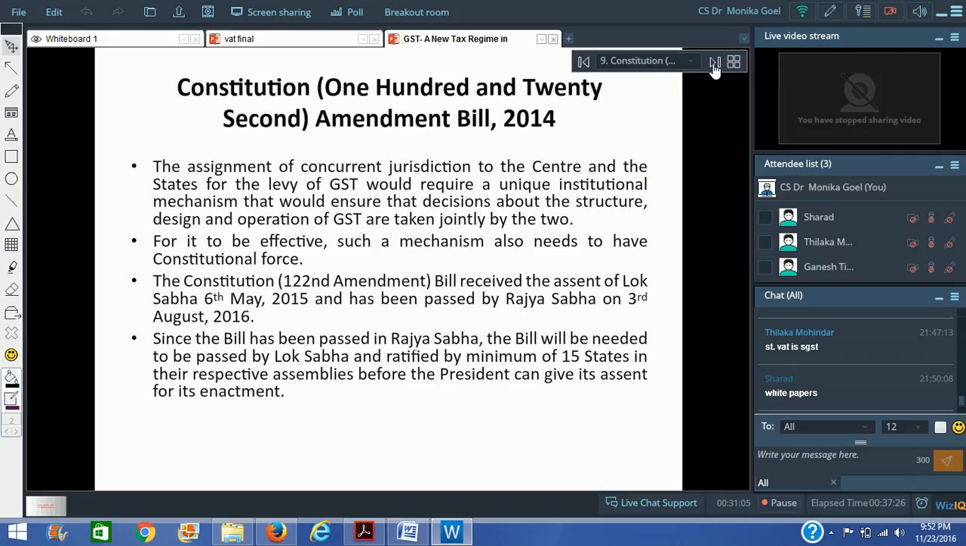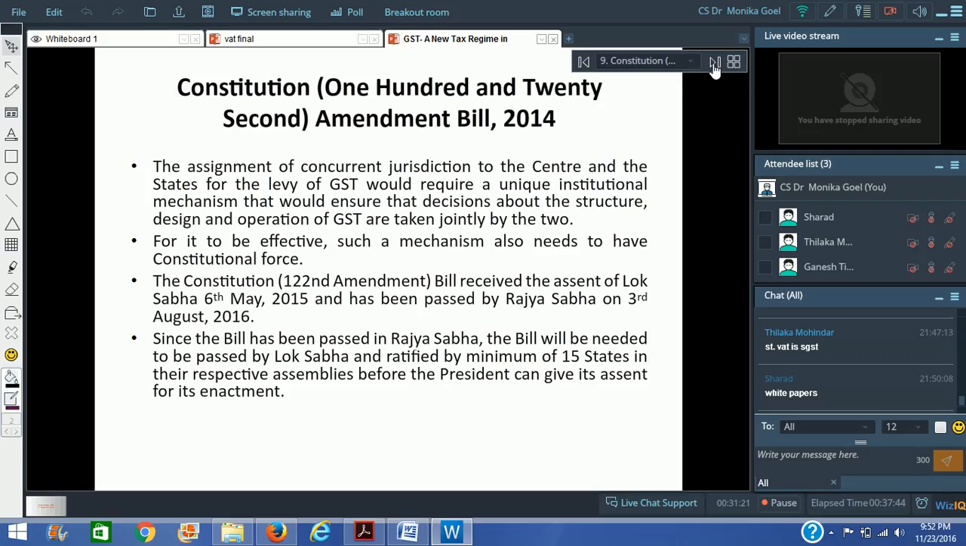Now, what was so special about this Constitutional Amendment Act? In this Act, a concurrent jurisdiction for centre and states was decided, because both the central government and the state government were given the power to levy GST.